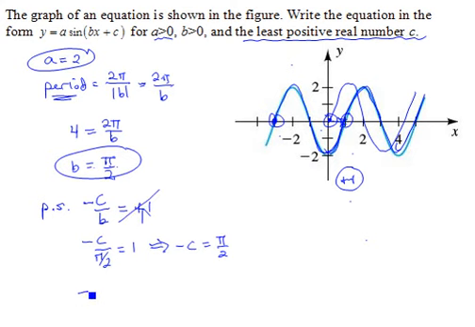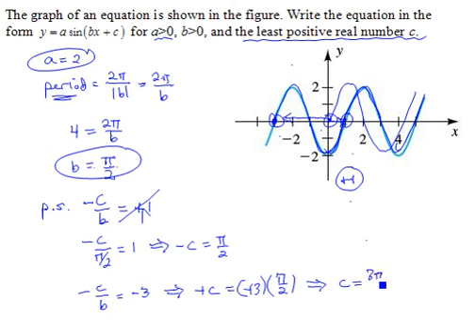Let's try -c over b equal to -3. That corresponds to the shift to the left 3 units that I noted here. If I solve that using the known value of b, I find that the opposite of c is equal to the -3 times b, which is pi over 2, and when I multiply both sides by -1, that gives me c equals 3 pi over 2. That value of c is positive, and it will be the least positive value for c.